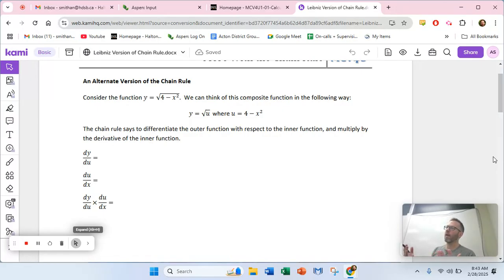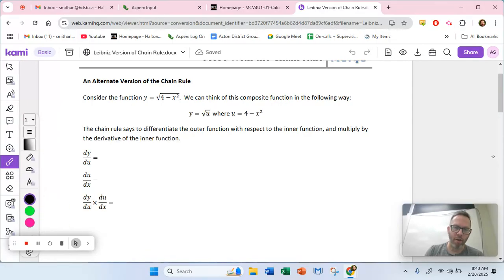Can you guys visualize that? Outer function, inner function. So the chain rule says differentiate the outer function, root u, with respect to the inner function. So basically, we're finding dy by du. And then we multiply by the derivative of the inner function, which would just be du by dx. And these two derivatives aren't too overwhelming for us to do. We can crank those out.